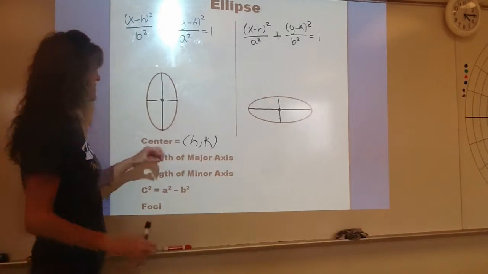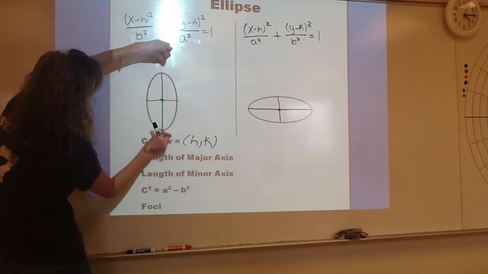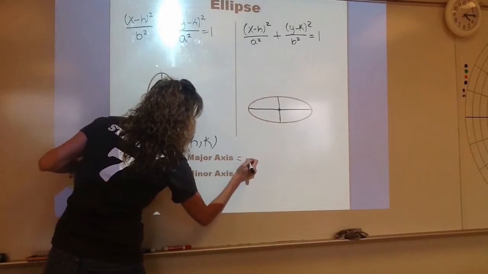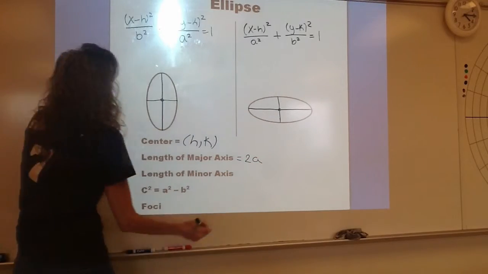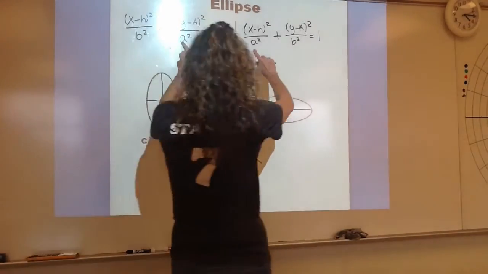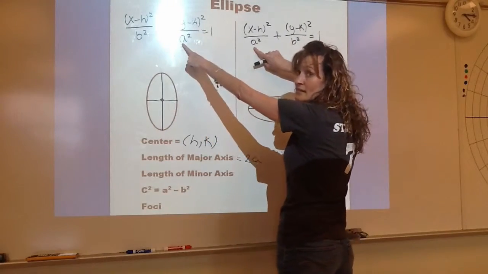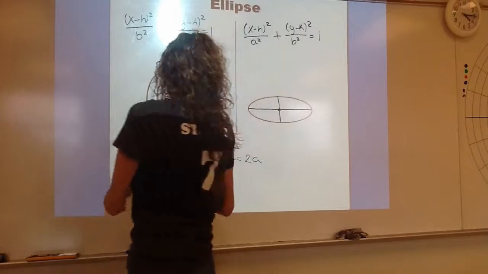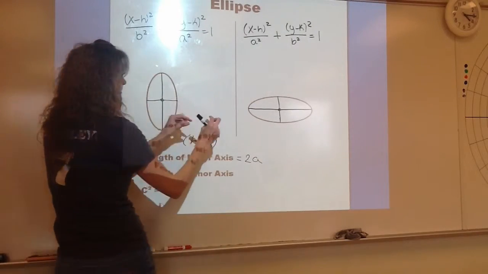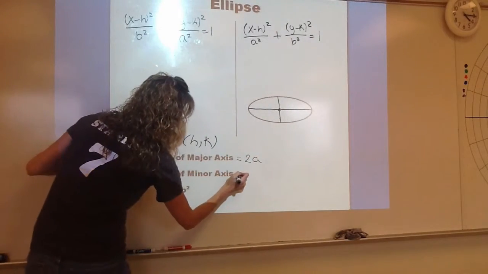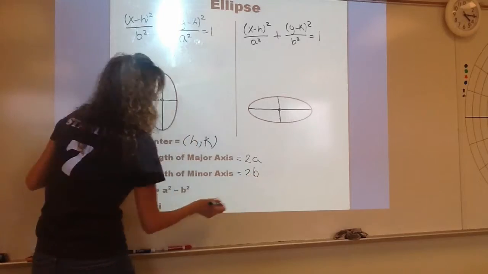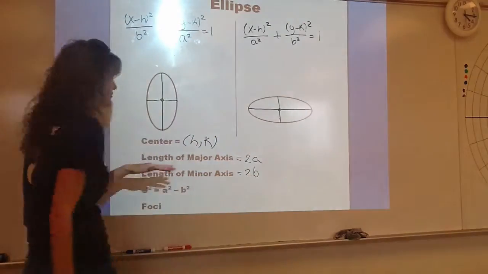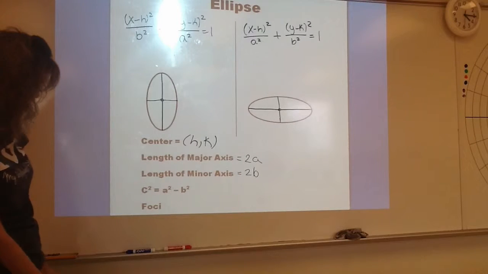The length of the major axis, so however long this long one is, is determined by 2a. So I'm going to take the square root of the bigger denominator, whatever it is, and multiply it by 2. For the minor axis, that's the short one, I'm going to take 2b, so I take the square root of the smaller denominator and multiply by 2.